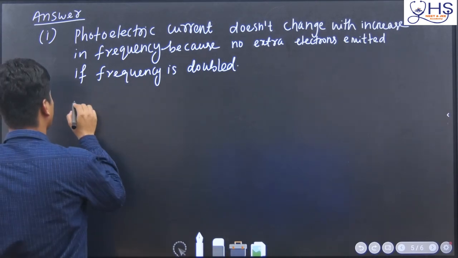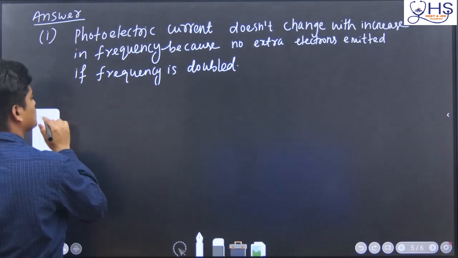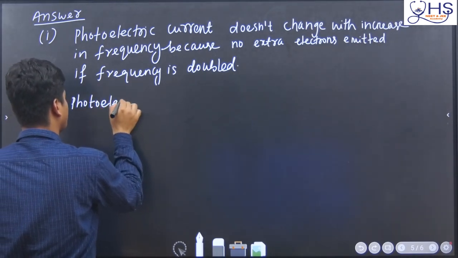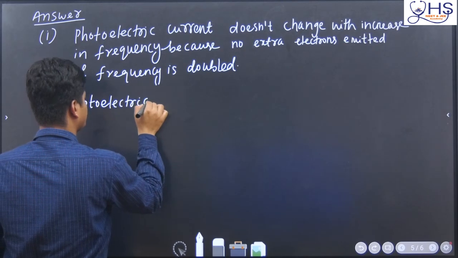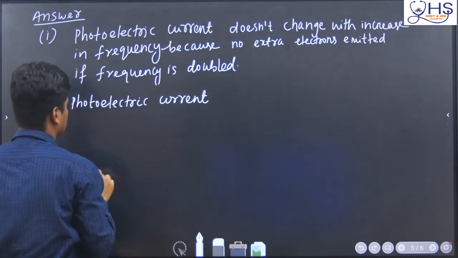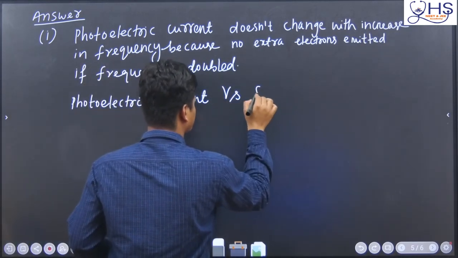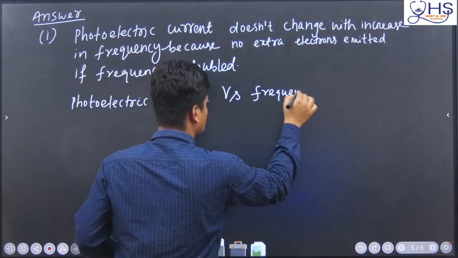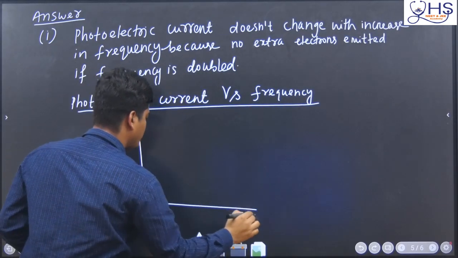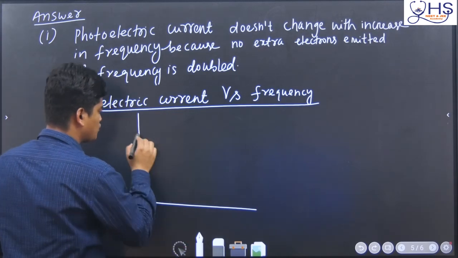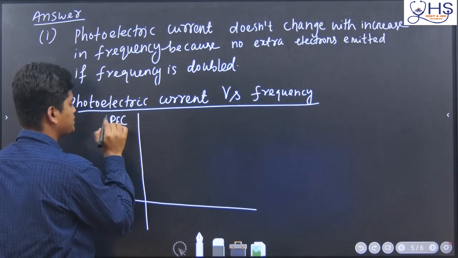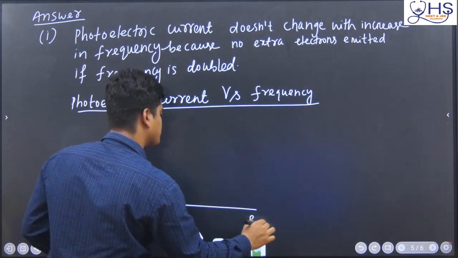Now, if you want to write a variation, so you actually want to show a graph. So, here photoelectric current versus frequency graph we will do. Then how will the graph be? The graph will be like this. Here it will be photoelectric current. I am writing PEC, photoelectric current, and this is the frequency f.